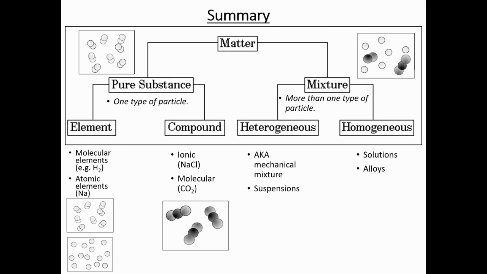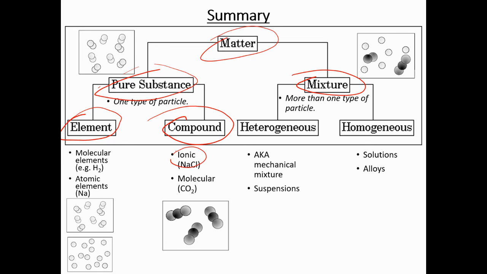So this is a summary of the classification of matter. Matter can be pure substances. It can be a mixture. If it's a pure substance, it's made up of one type of particle. That one type of particle can be an element or it can be a compound. The compound can be ionic if it's a metal and nonmetal, or molecular if it's two or more different nonmetals.